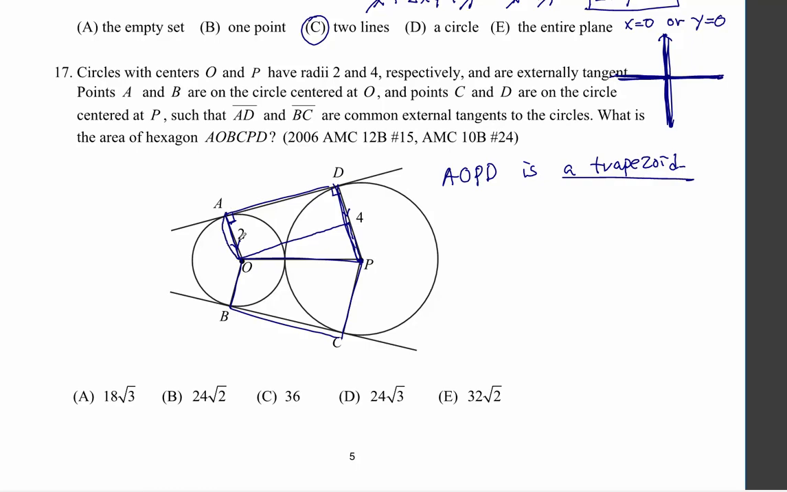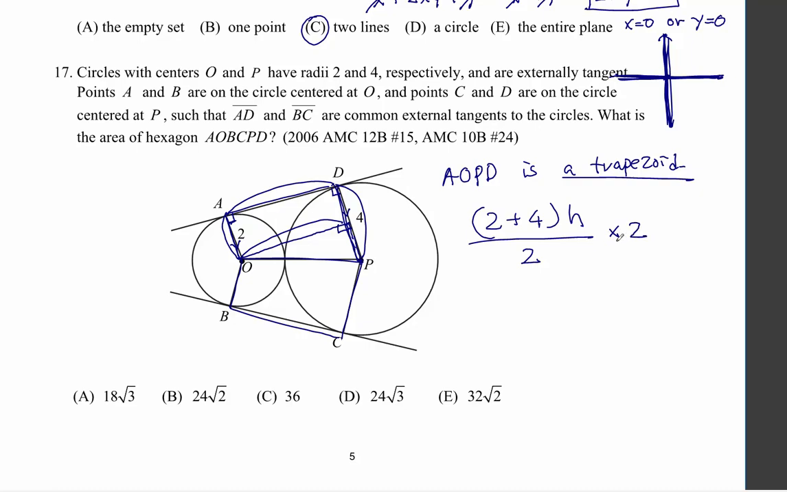Base 1 plus base 2 times height, divided by 2. Where is the height? This is the height. That's the area of this trapezoid. Because we have the other trapezoid over here, times 2 again, that's it.